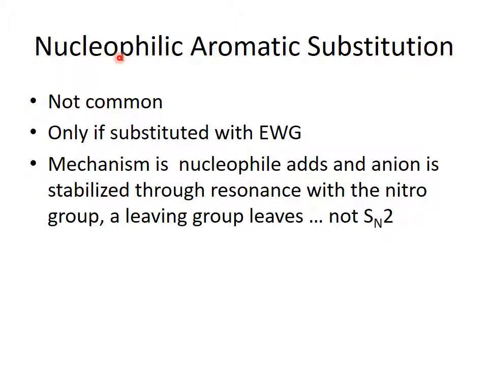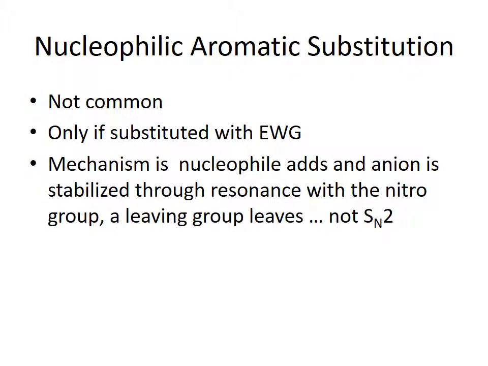We've been talking about electrophilic aromatic substitution so far, but there are some nucleophilic substitutions. These are not common, and they usually only occur if you have electron withdrawing groups on them. And the leaving group has to be either ortho or para to the electron withdrawing group. What you have is the nucleophile adds to where the leaving group is. The anion that forms is stabilized through resonance with the nitro group, and then the leaving group leaves.